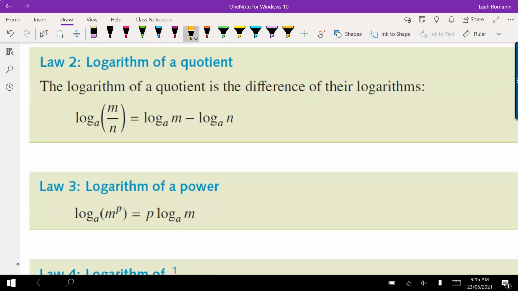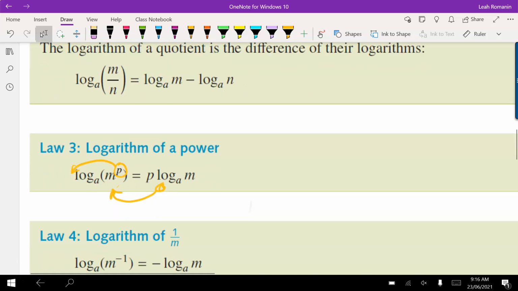Now, logarithms of a power. This one is a little bit different, still comes from your index laws, but looks a little bit different. If you have a number inside the bracket with a power, that power actually can be multiplied to the front. More often than not, you're probably going to be coming from this form to this form here if you're adding two numbers or wanting to add two logarithms.